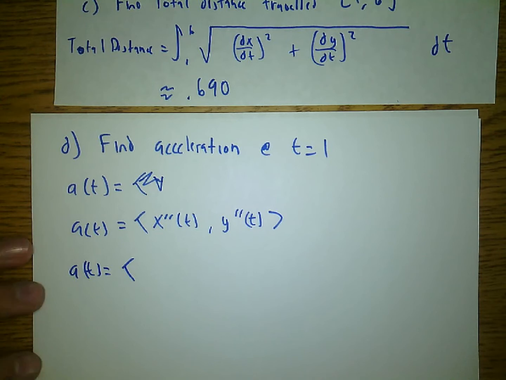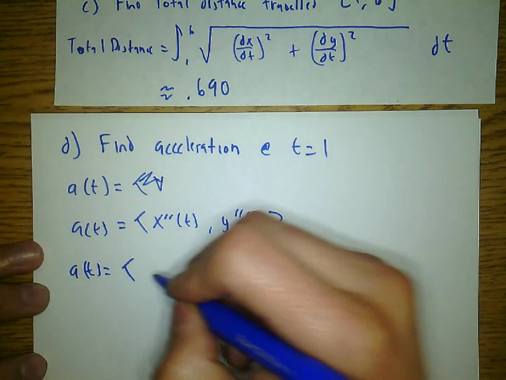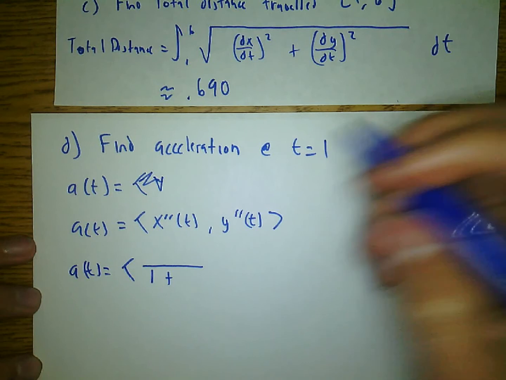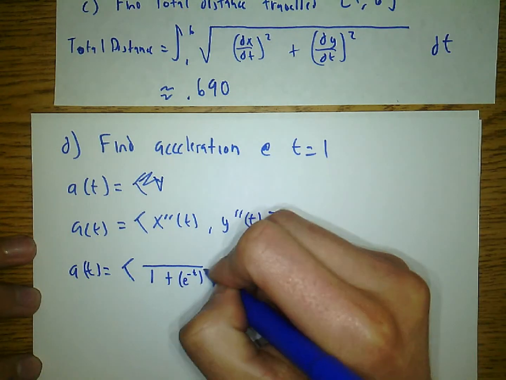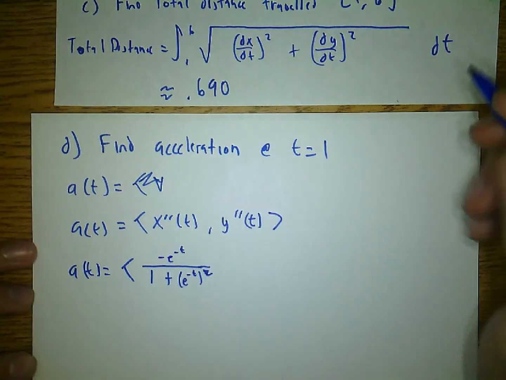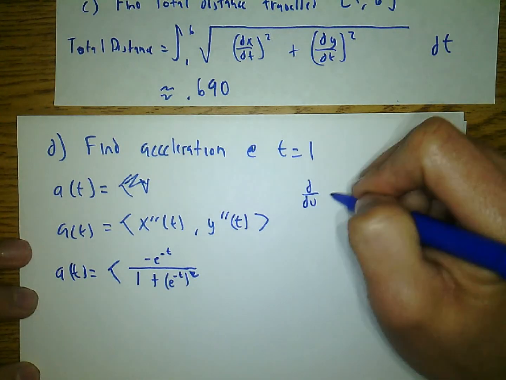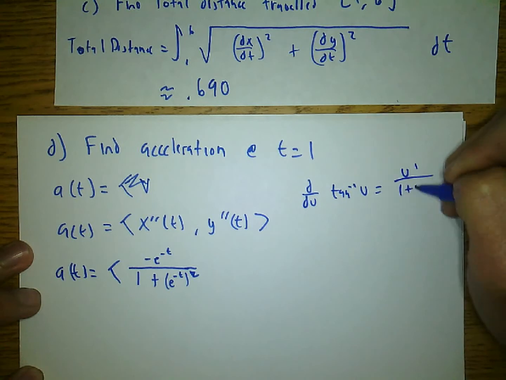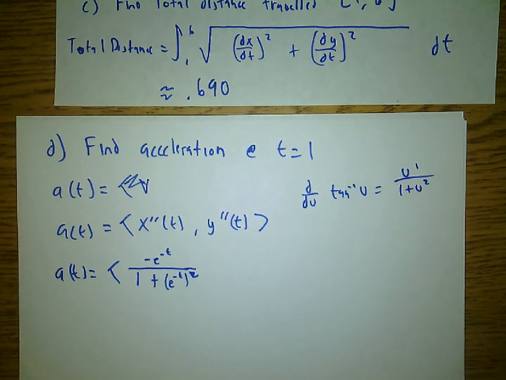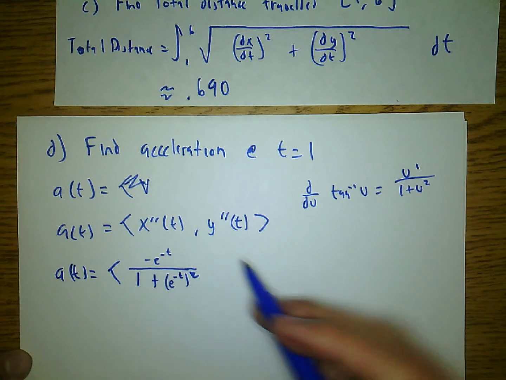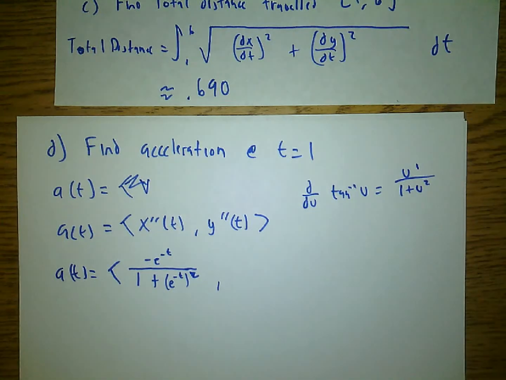It's u prime over 1 plus u squared, but we have to find what u is. Well, what is u? e to the negative t. So it's going to be e to the negative t squared on the bottom, and negative e to the negative t on the top. If you forgot, the derivative of an inverse tangent of u is u prime over 1 plus u squared. In this case your u was e to the negative t, so we squared it, and the derivative of e to the negative t is negative e to the negative t. What about the y component?